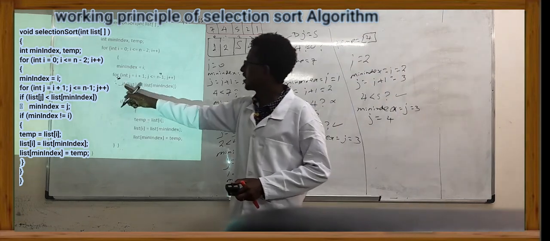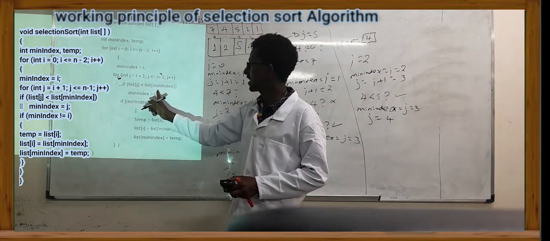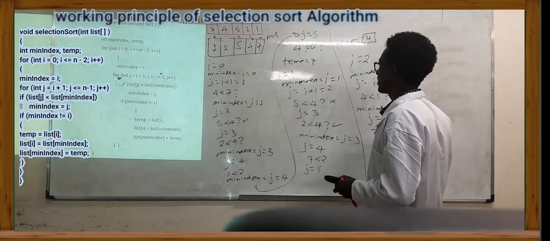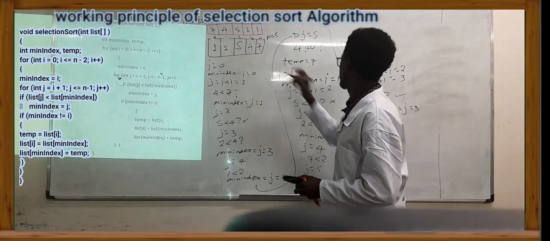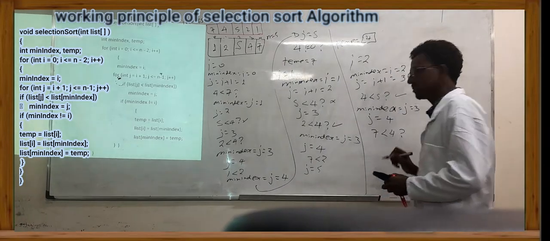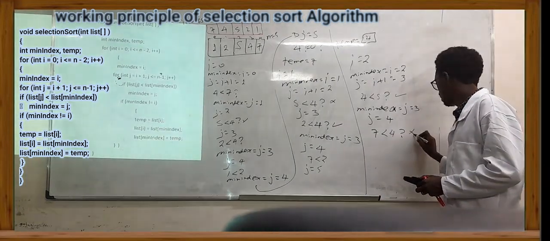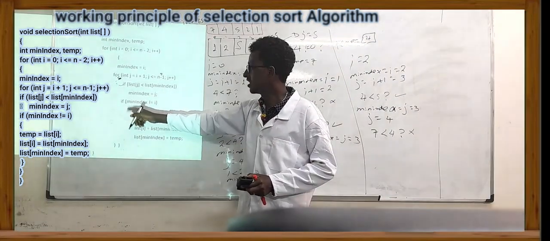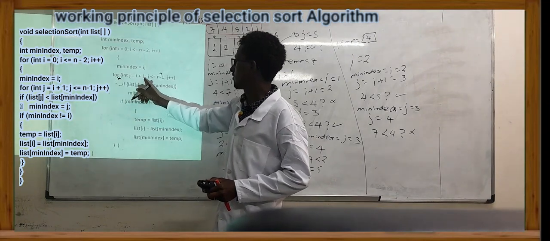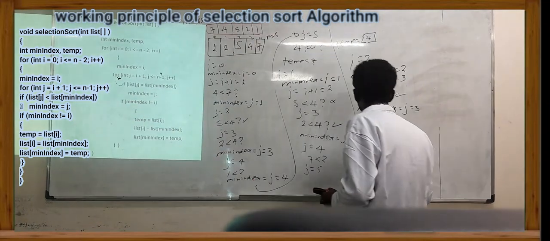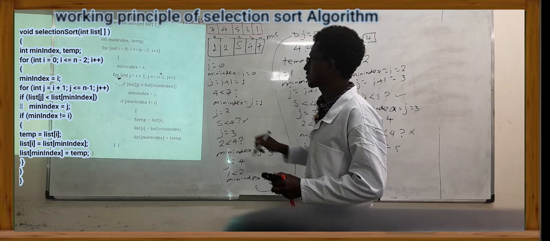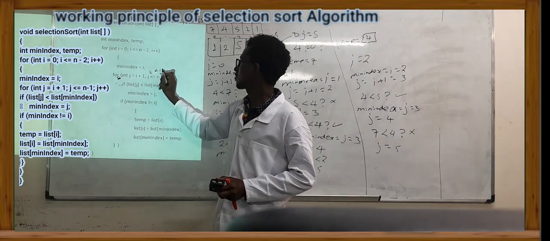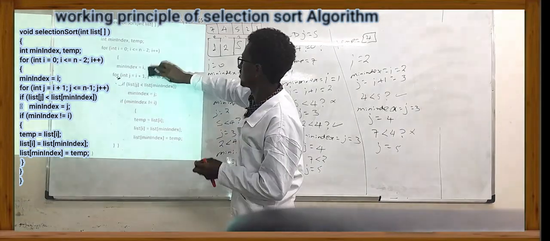Then what? Check again. If list of 4 less than list of min index, list of 4 is here 7. If 7 less than min index, list of 3. List of 3 is 4. Is this statement true? No, this statement is not true. Therefore, we cannot modify the value of min index. Rather, we back to the for loop increment J. J equal to again 5. Check the condition. Is 5 less than or equal to 4? No, this statement is not true.